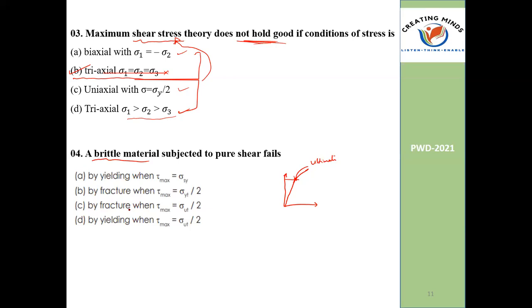Which type of failure may you expect in brittle material? Yield, yielding, fracture. Fracture.